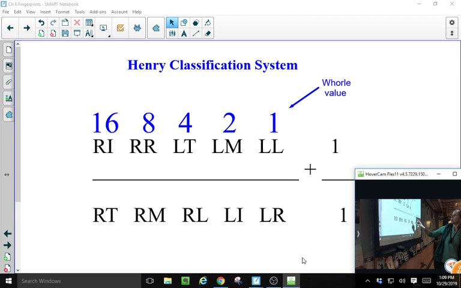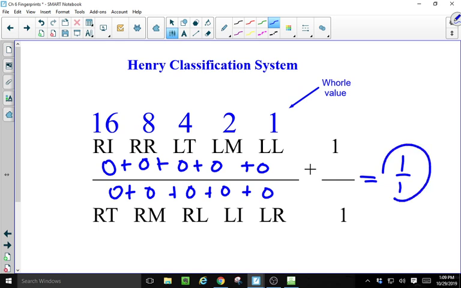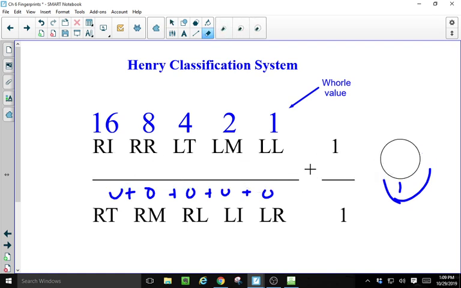So for example, I have no whorls. If I have no whorls, I'm going to put 0 plus 0 plus 0 plus 0 all the way across for each finger because none of my fingers have a whorl, plus 1 over 1, and my value if I have no whorls is 1 over 1. Easy done. However, they're not all going to be like that.